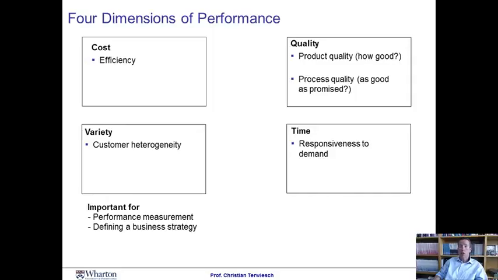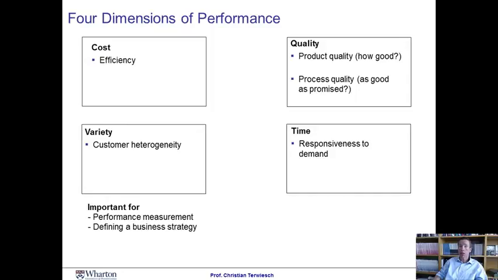The third dimension is quality. The quality dimension is broken up into 2 sub-dimensions. The first one is called performance quality. The second one is called conformance quality. Performance quality measures how good of a product or service we provide.